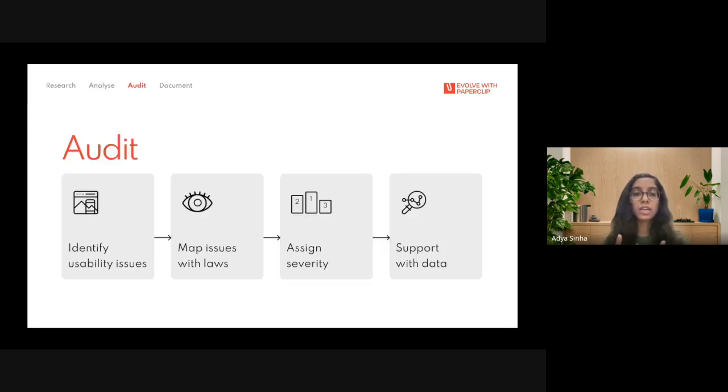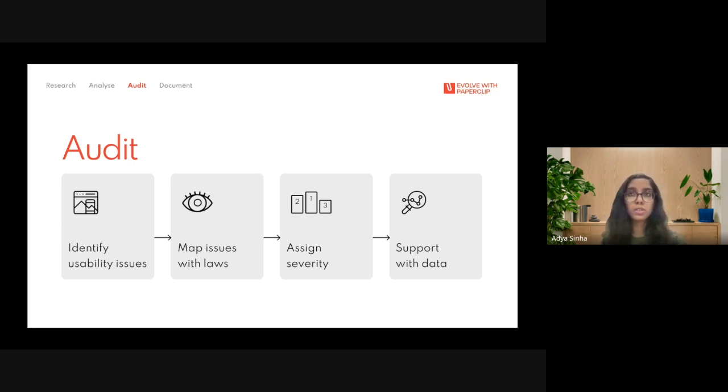This is the audit process where you identify the issue, map it with laws and severity, and then support it. But even before going into this flow, you need to identify the user journeys that are within the scope of the audit, and then identify the steps needed to complete that user journey. Once you have identified the user flows to be audited and the steps involved, start by observing each user flow from screen to screen.